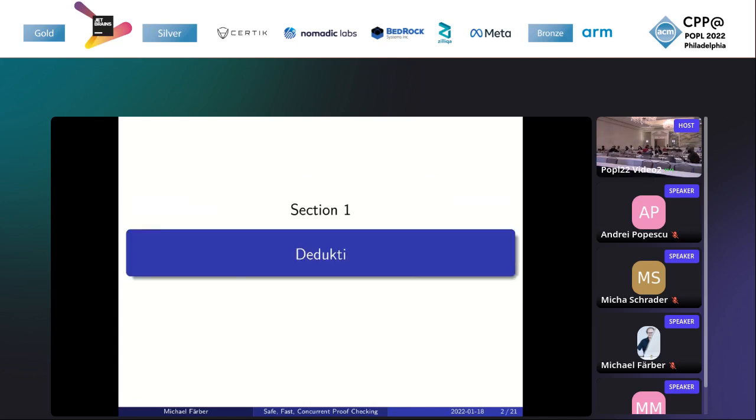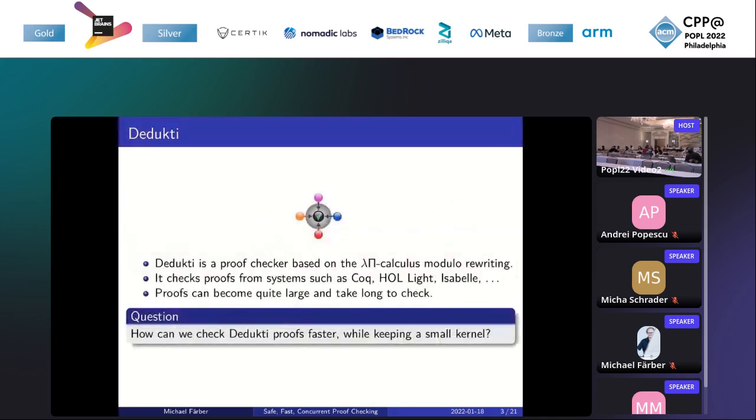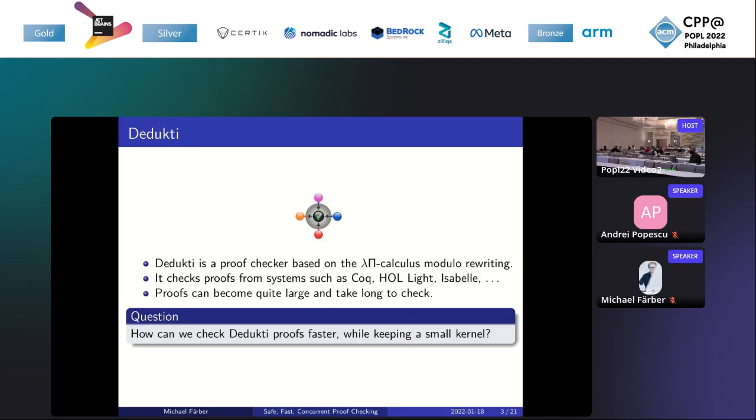Let me start by telling you about Dedukti. Dedukti is a proof checker based on the lambda-Pi calculus modulo rewriting. There exists a number of encodings from different logical systems, such as the calculus of inductive constructions or simple type theory, to this calculus. Therefore, Dedukti can check proofs from a variety of systems, such as Coq or HOL Light.